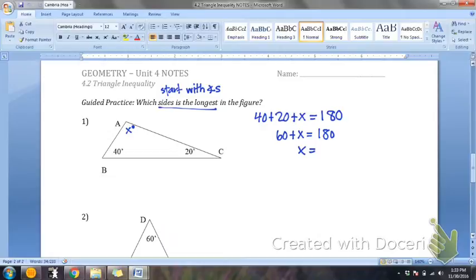What are you getting, Quentin? What's 180 minus 60? 120. Okay, so let's put that in our diagram. We know that this angle is 120.